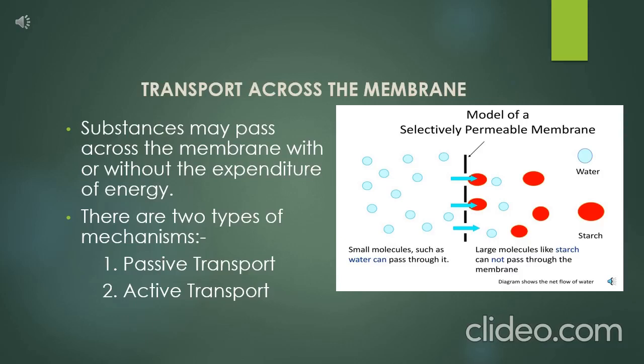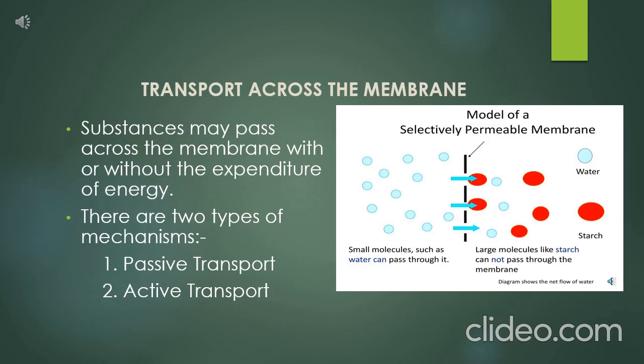Hello students, as you know we are doing components of a cell. I had already explained plasma membrane or cell membrane. In plasma membrane, what we have studied is that the plasma membrane is the selectively permeable membrane which allows only selective materials to pass through it. So today we will study transport across that semi-permeable membrane or plasma membrane.